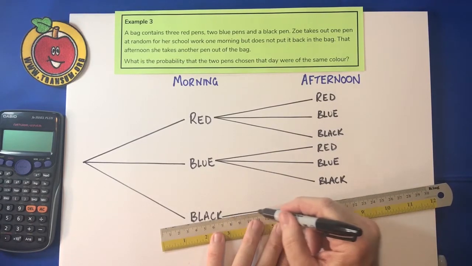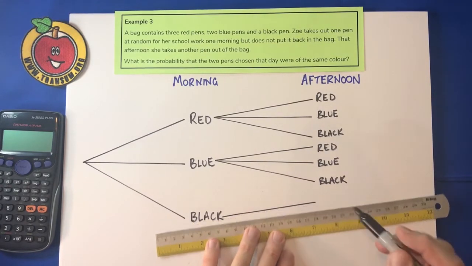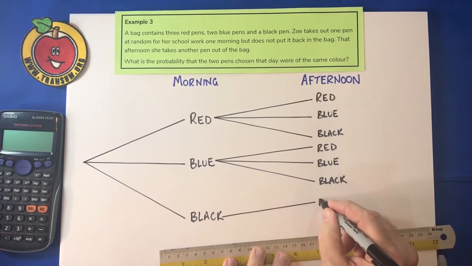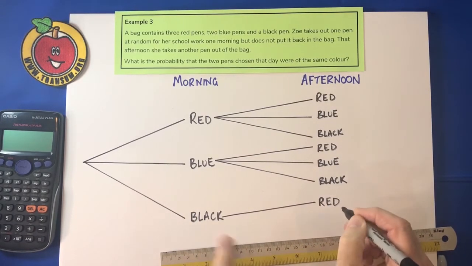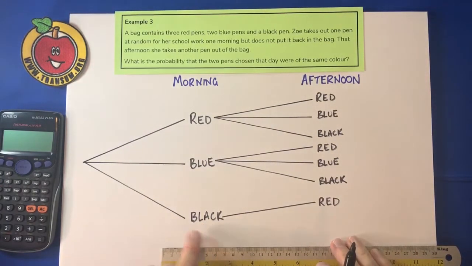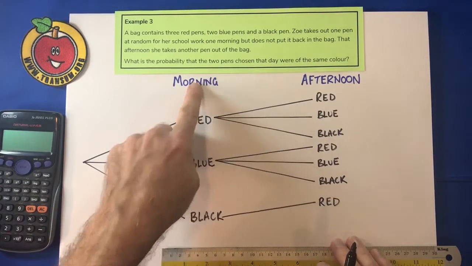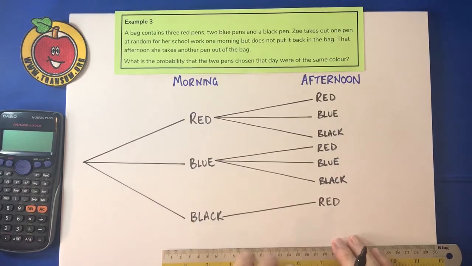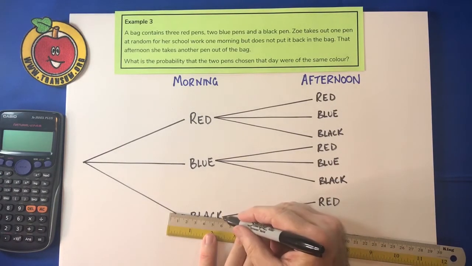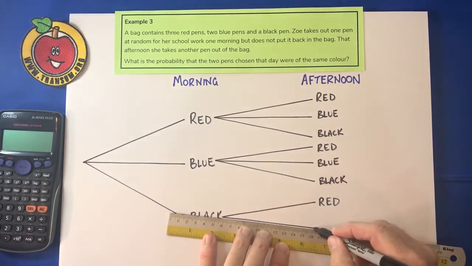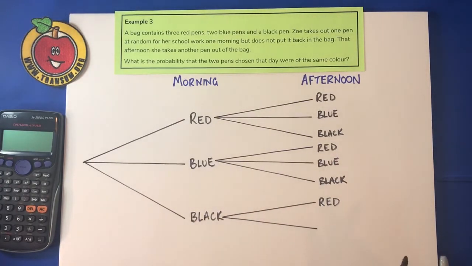And as I'm drawing this, I'm realizing that because there is only one black pen in the bag, if she takes the black pen out in the morning, she won't have that choice in the afternoon because the pen has gone. So there are only two choices in the afternoon if she picked a black pen out in the morning: red and blue.